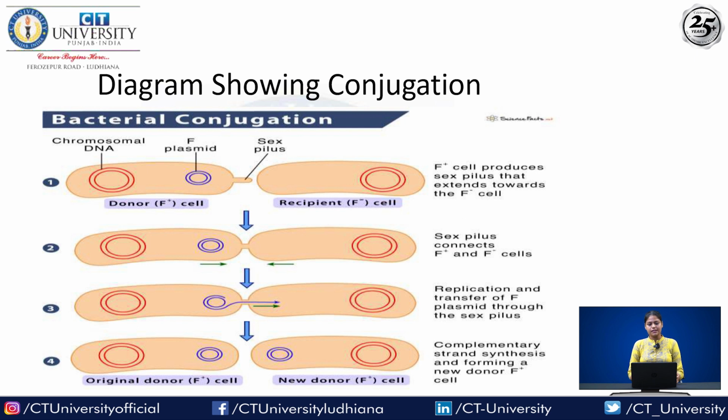This is the diagram showing the conjugation. In the first diagram we are able to see the donor cell, which is indicated as F positive, and the recipient cell, which is indicated as the F negative cell. The sex pilus is there, which is known as pili. I have already told you the names of pili are fimbriae or conjugation tube. A circular body of blue color indicates the F plasmid, which will be transferred from the F positive strain to the F negative strain.